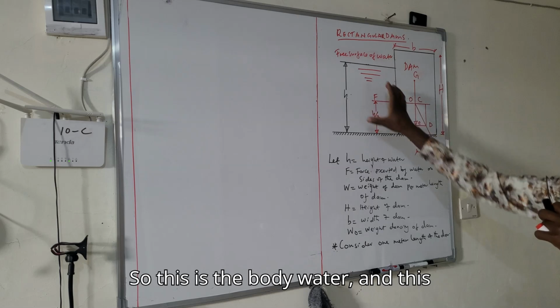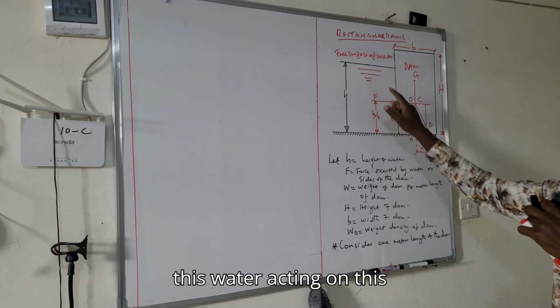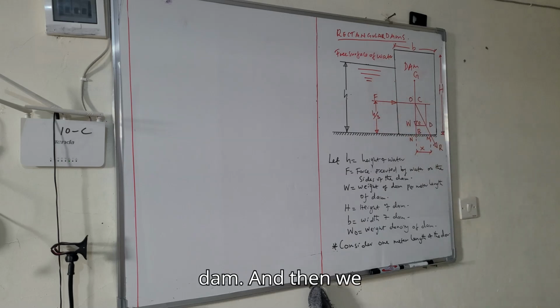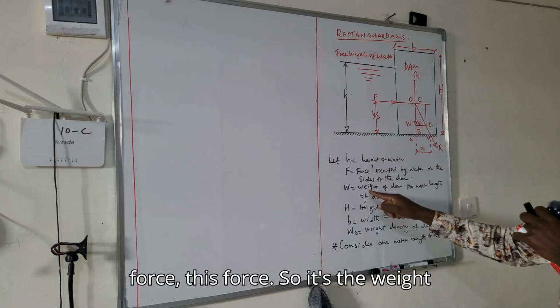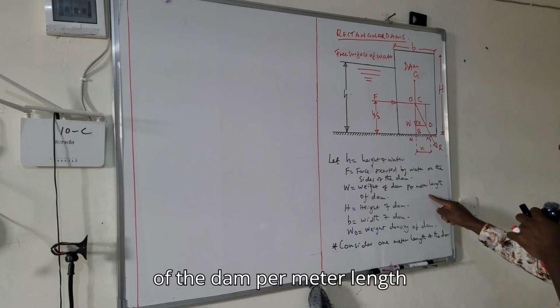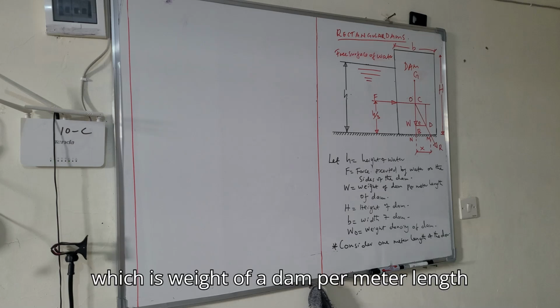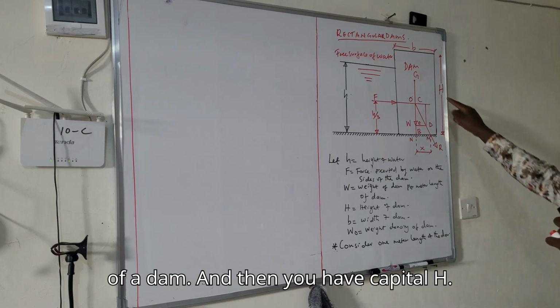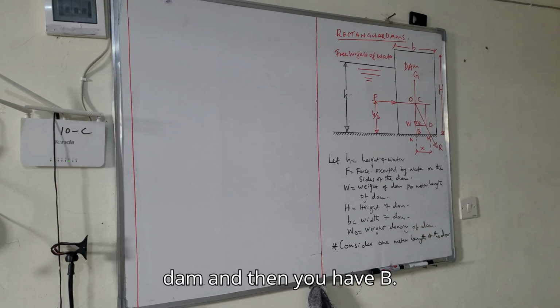So this is the water body, and this force is the force as a result of this water acting on this dam. And then we have W. W, as you can see, is here, and it is this force. So it's the weight of the dam per meter length of dam. And then you have capital H. Capital H is the height of the dam.